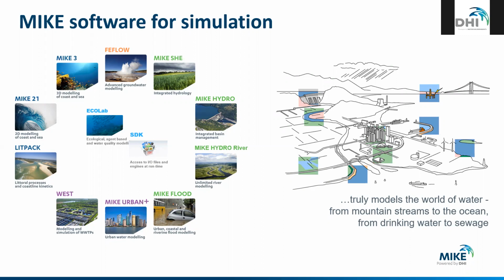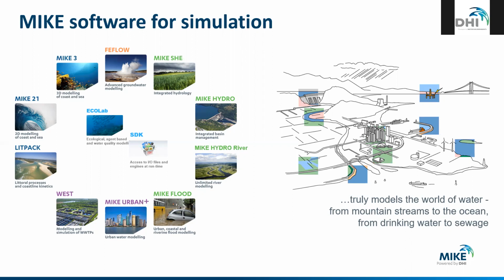And then I just want to circle back onto Mike Flood. So Mike Flood is actually our coupling interface. A lot of these software products can be coupled either within an interface or within an ASCII coupling file. But Mike Flood is our GUI, user interface, for coupling together the Mike 21 2D modeling with the Mike Hydro River 1D river channel modeling and the Mike Urban Plus pipe modeling.